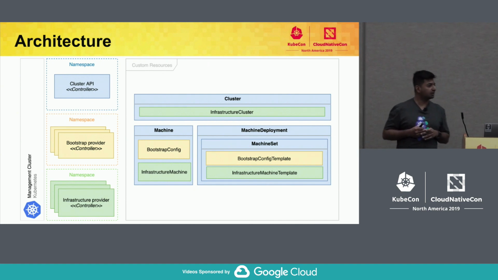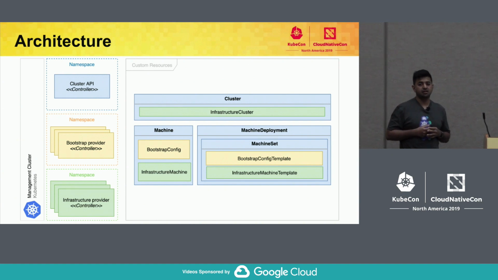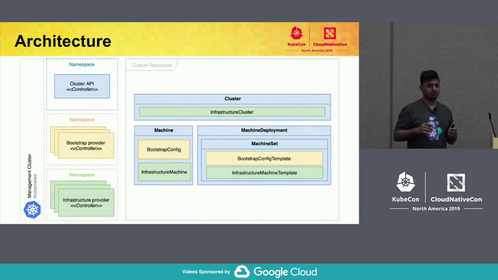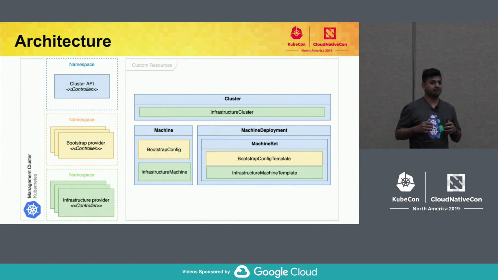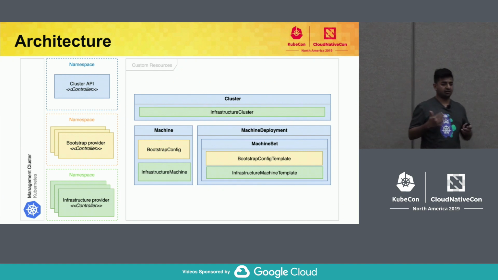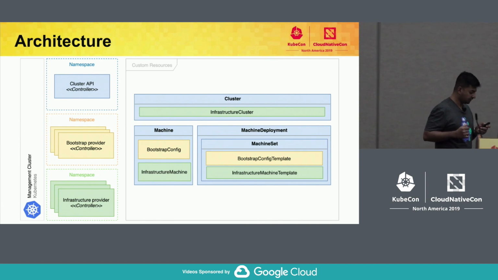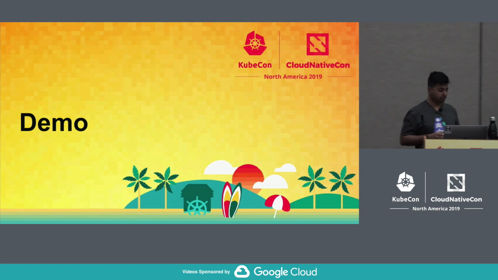One more thing on the machine deployment: to draw analogies, the machine deployment is similar to deployments and pods. The machine deployment uses an underlying construct of machine sets, which is similar to replica sets, to manage the underlying machine objects. So with all that, we are ready to look at a demo.